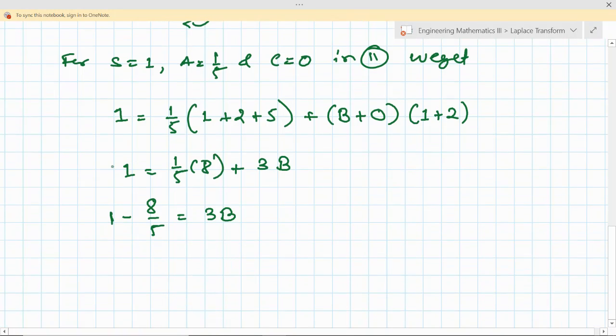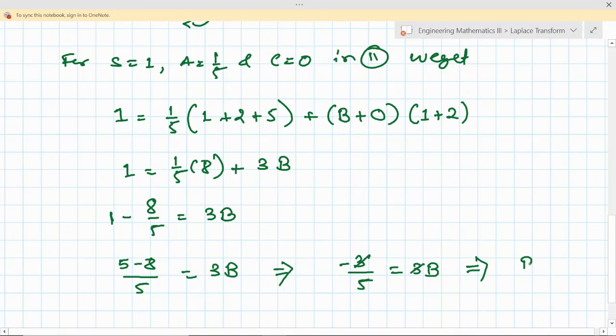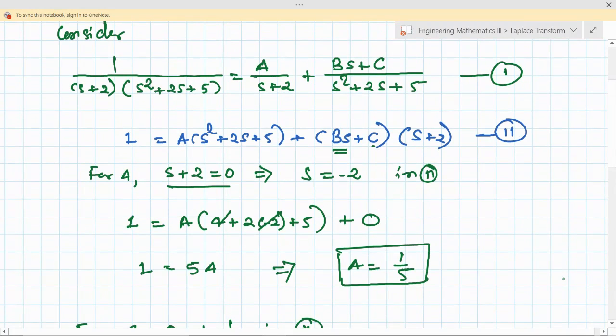Now if we cross multiply this, what I get, 5 into 1 is 5, 5 minus 8, so this is 5 minus 8 divided by 5. This is equal to 3b, and from this it is minus 3 by 5. 5 minus 8 is nothing but minus 3, is equal to 3b. So 3 can cancel on both sides, and finally I get b is equal to minus 1 by 5, isn't it? So b is equal to minus 1 by 5. Now I have all the values a, b, c.